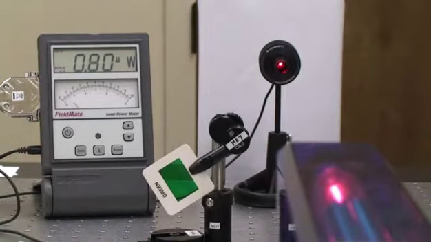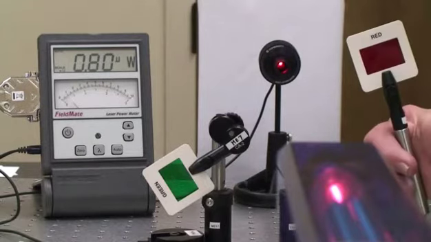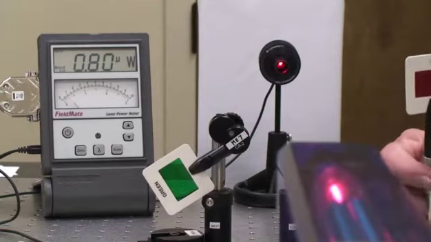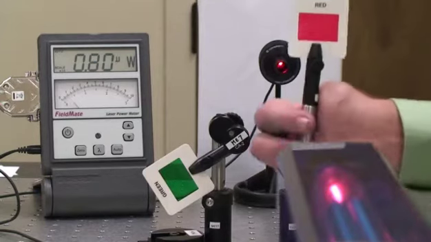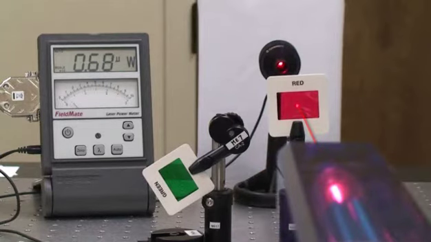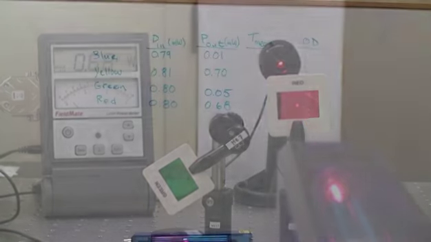And lastly, we have the red filter, and we'll see that the power incident on this filter is going to be 0.80 milliwatts, and we put the red filter in place, and we have a transmitted power of 0.68 milliwatts, and we'll record that into our data table.